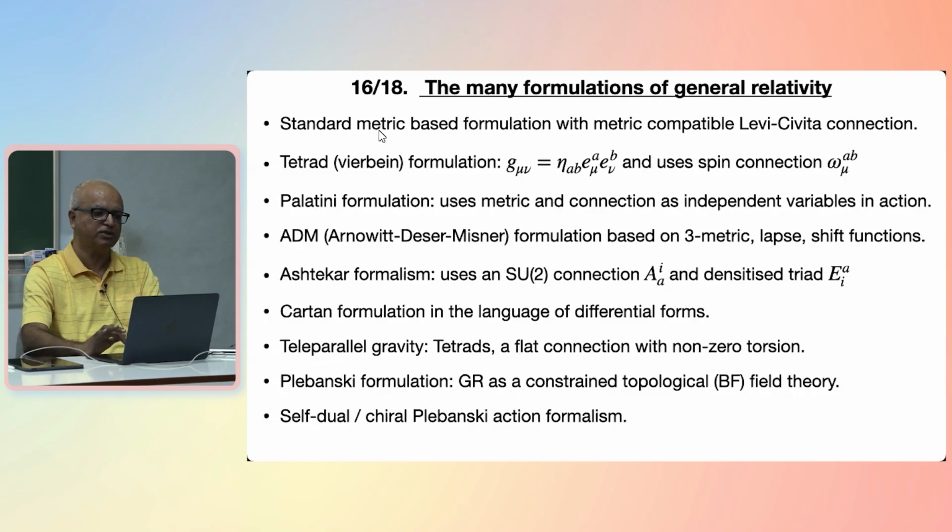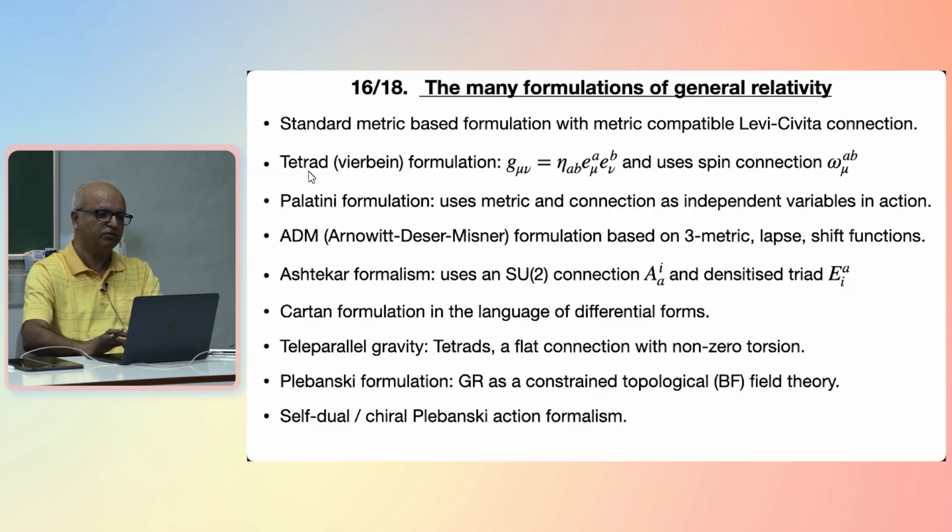So the first one is the standard thing which we do in any coursework, the metric based formulation with a metric compatible connection, the Christoffel symbols, which we call the Levi-Civita connection. This is what also comes from the Einstein-Hilbert action, integral R root minus g d^4x. Then the tetrad, or equivalently the vierbein formulation. Vierbein is a German word which means, I think, four legs, four-legged.